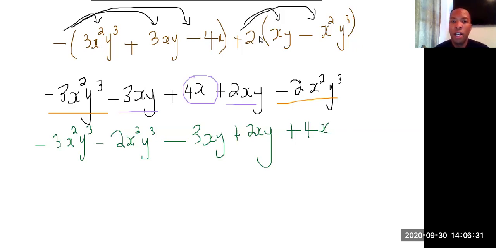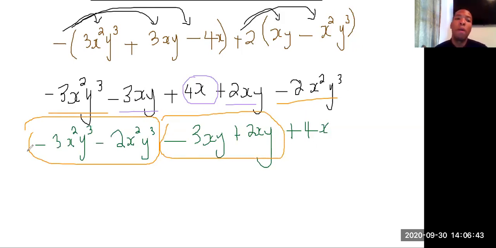All right, so now I have to simplify. These two go together, we already know that. These two go together, and that's the standalone. So negative 3x squared y cubed minus 2x squared y cubed is none other than negative 5x squared y cubed. Negative 3xy plus 2xy is negative xy. I apologize.